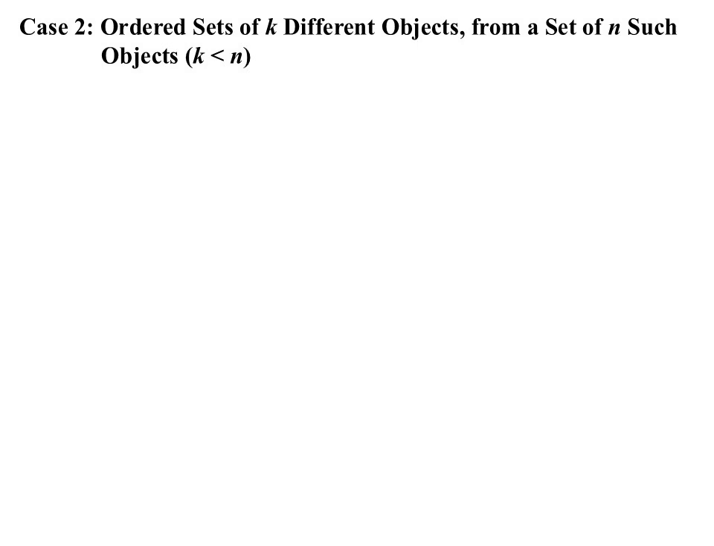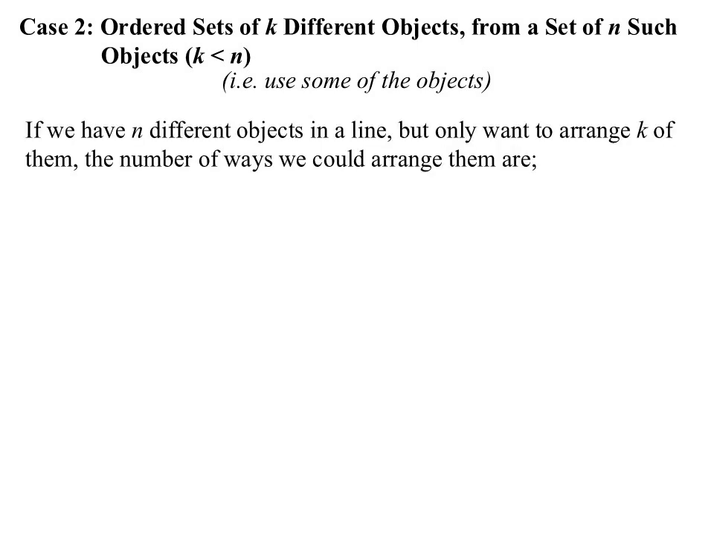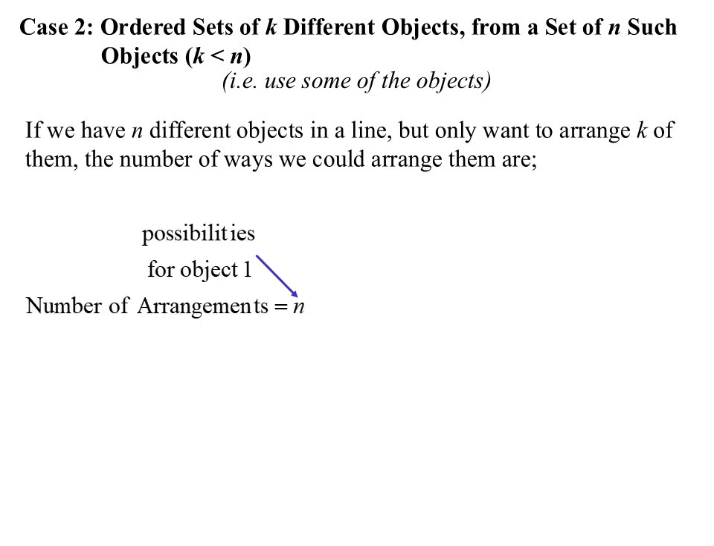But let's say we don't want to use all of the objects. So that's what I'm now saying: k is less than n. I'm not going to use all of the objects. How does this change the problem? Okay, we still have our pile of n objects over here in the corner. We're going to line them up, but I'm only going to use some of the objects.